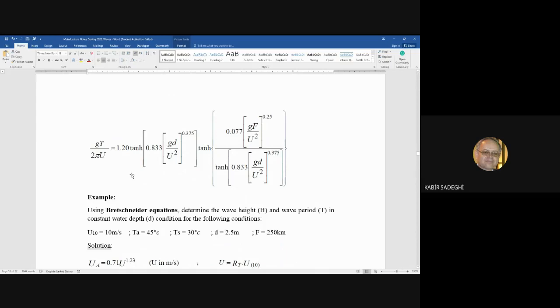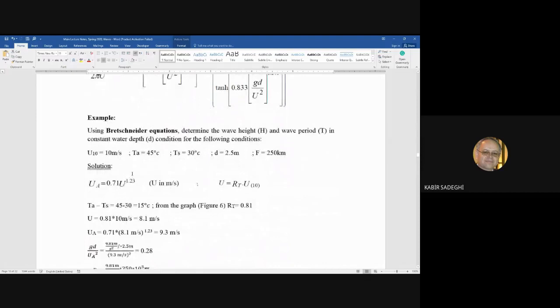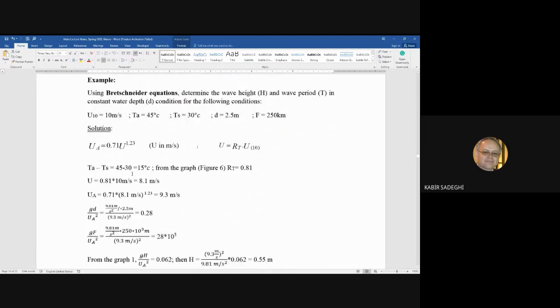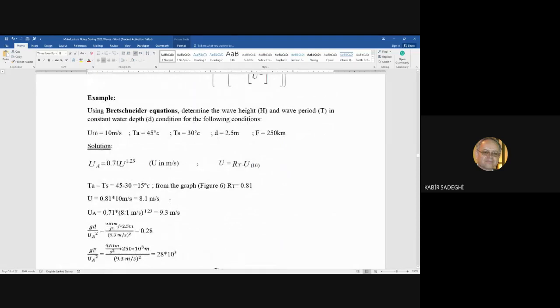Now, let's see one example. First example for the Bretschneider equation. In this example, the following things are given. Using Bretschneider equations, determine the wave height and wave period in constant water depth D for the following conditions. U10 is given as 10 meters per second. U10 is the wind velocity at a level of 10 meters above the sea level, for example, when it's measured on a ship.